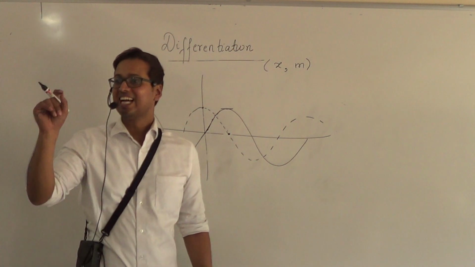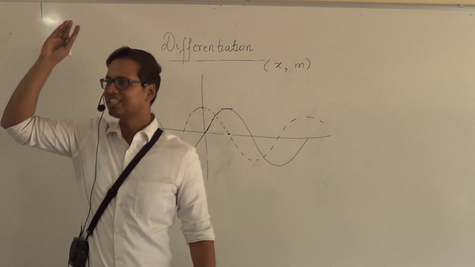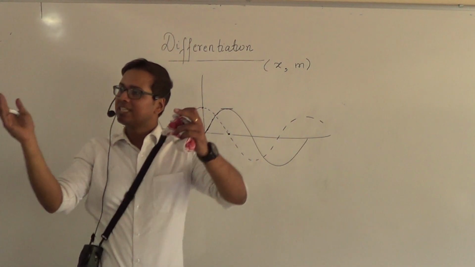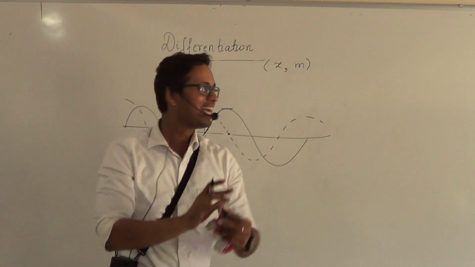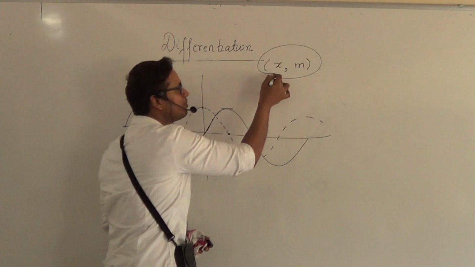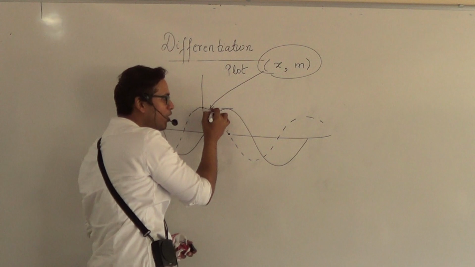At every point x on sin x, draw a tangent, see the slope of it, then make a separate graph of (x, m). You will realize that the graph you obtain by plotting (x, m) would resemble a cos x graph.